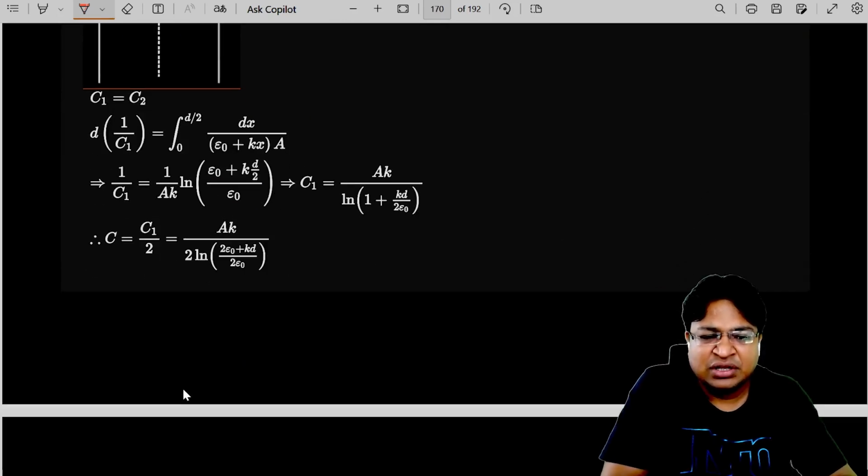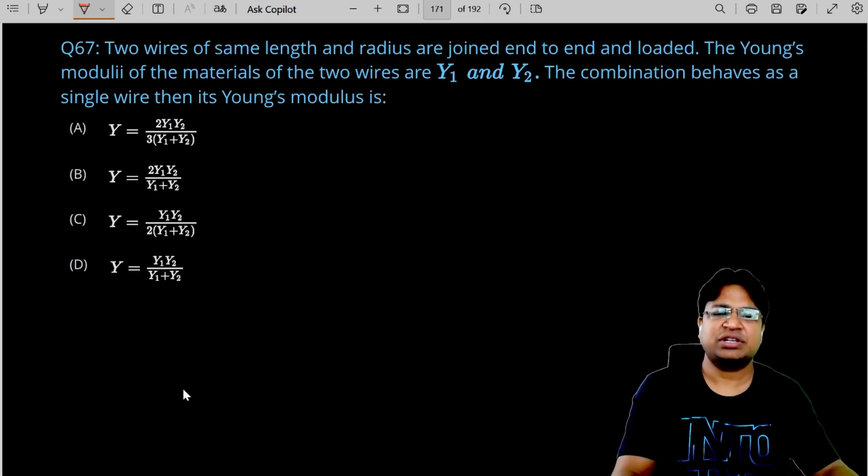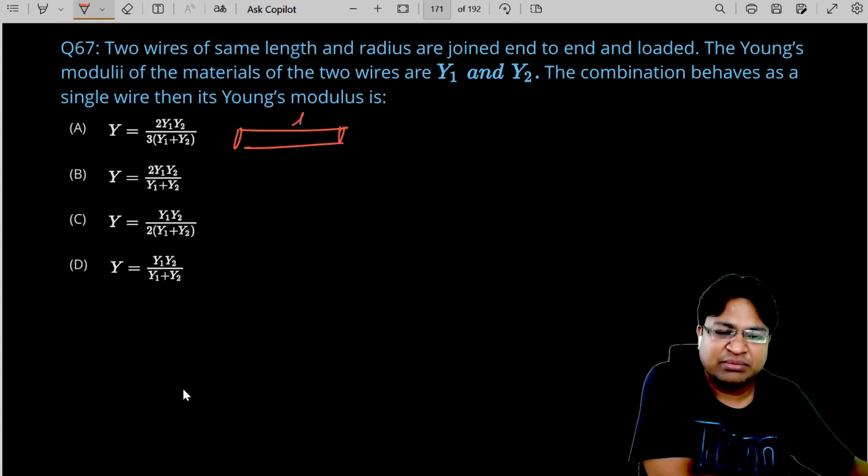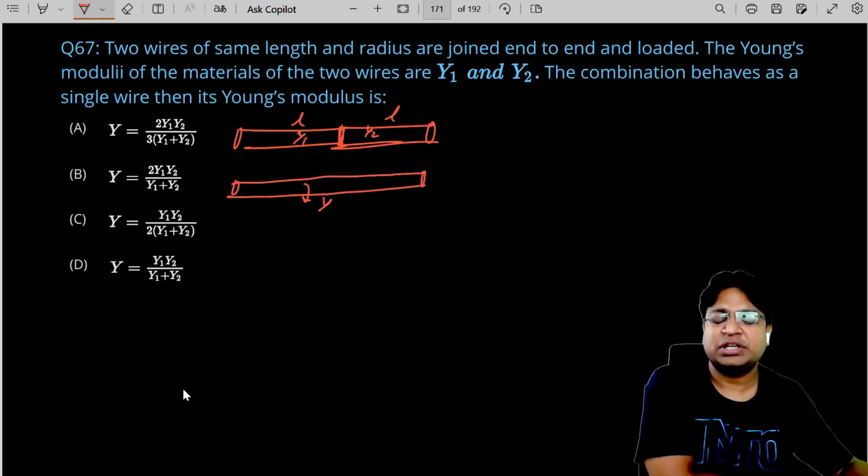All right, everyone. Next, we go to question number 67. It says two wires of the same length and radius. So we have two wires. They have the same length, let's say L, and the same radius, let's say R. And they have Young's modulus Y1 and Y2, and we want to replace them with a single wire. And we want to know what would be the Young's modulus of that wire.